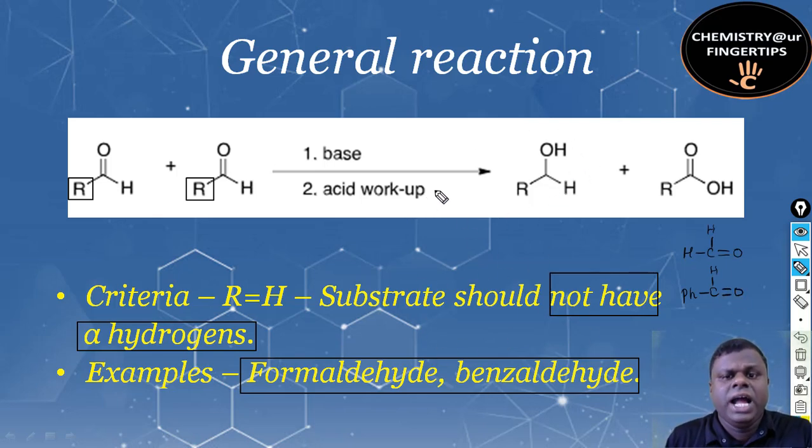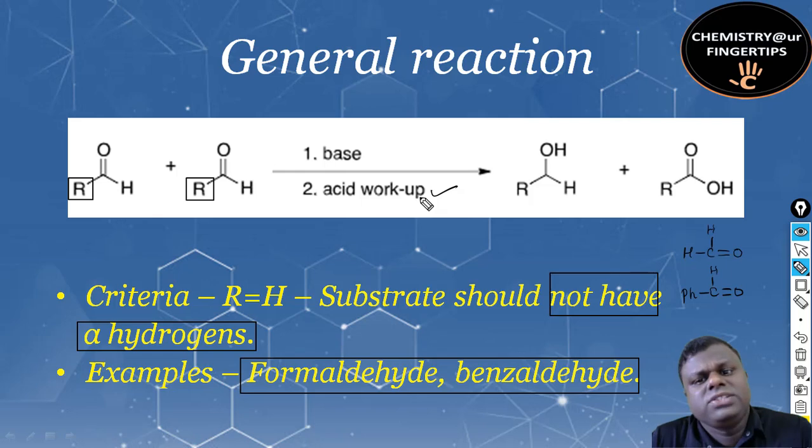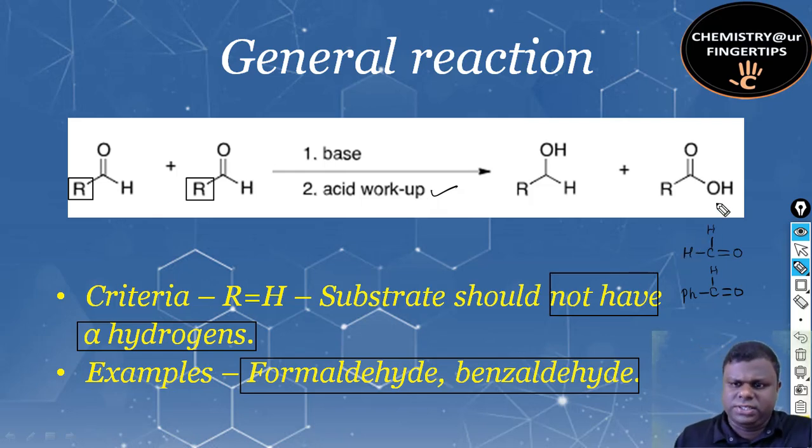If you look here, I have included the acid workup. In this case we are using a base, so you get a carboxylic acid salt. In the acid workup, that salt is converted to the carboxylic acid. So you have the primary alcohol and the carboxylic acid in front of you.